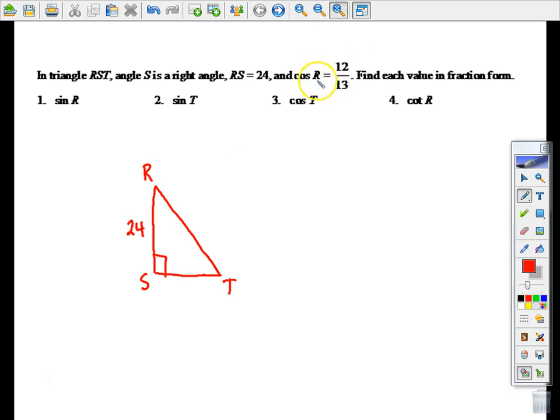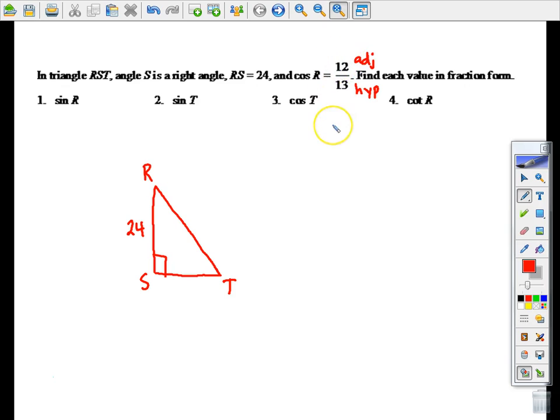We're given a trig ratio for angle R, which is looking out this way. We're given cosine. And cosine, remember, is adjacent over hypotenuse. All right, and so we're told that the cosine of this angle is adjacent 12 over the hypotenuse 13. And some people would say, well, that doesn't seem right because the hypotenuse is supposed to be the longest of the three sides, and that would be correct. So apparently what we have here is a reduced fraction.